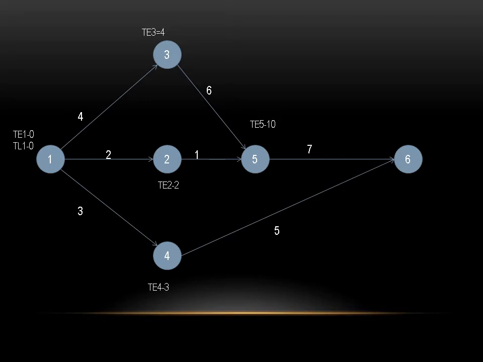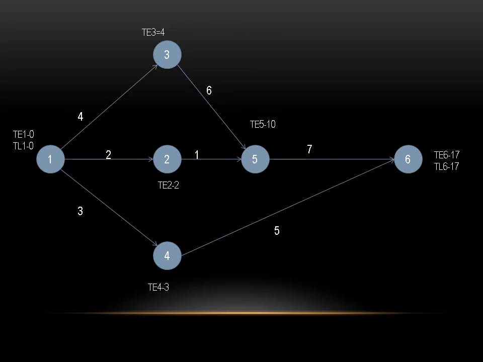Without the completion of the activity between 3 to 5, would event 5 be entirely completed? Even if we complete 2 to 5, we cannot complete an event until and unless all the activities associated with it get completed. So the activity between 3 to 5 is not yet completed. It would take 10 days to complete. Even though 2 to 5 is completed in 3 days, the project has to wait till 10 days. So TE5 is 10 days. So now 5 to 6, it is 17 days.